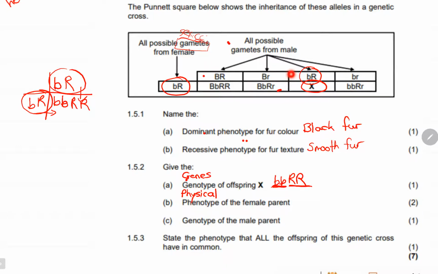B says the phenotype of the female parent. So here we just have to look at the gametes from the female parent. So it's over here.